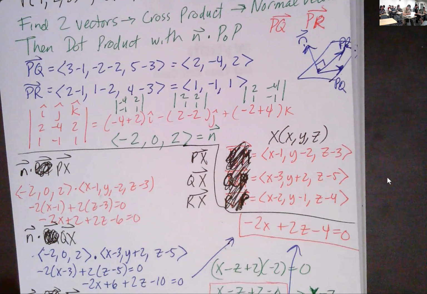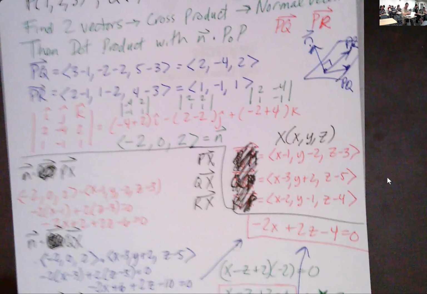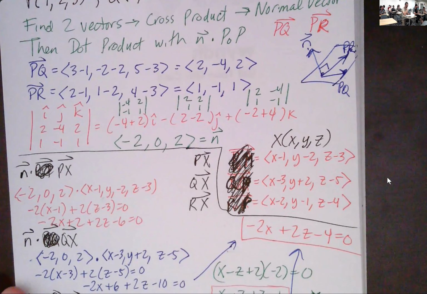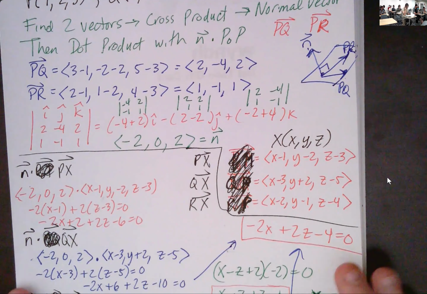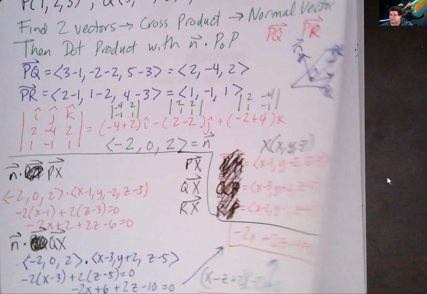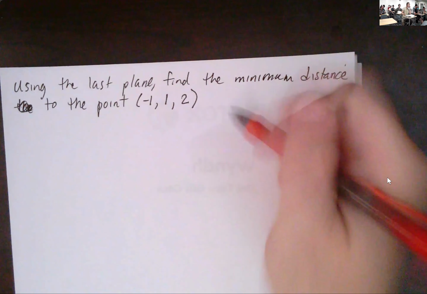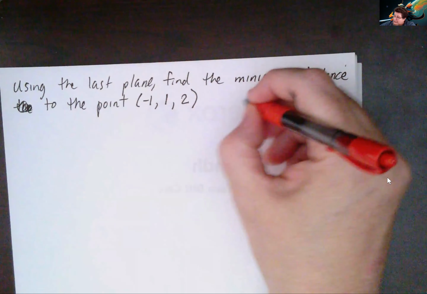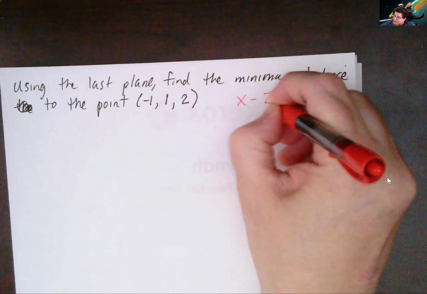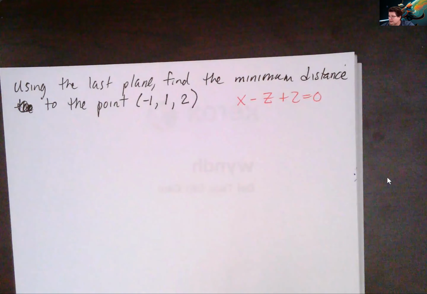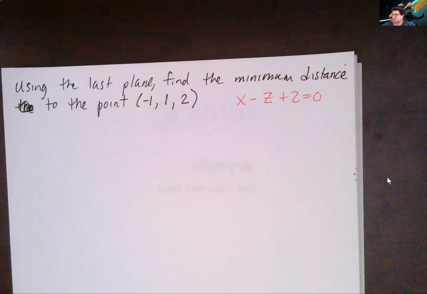Any questions on this side? So I got a fun question for you. Let's use that last plane I did. I'll write it again here. The last plane, I didn't know what it was going to be yet, so I didn't write it in. X minus z plus 2 equals 0. How can I find the minimum distance between a point and that plane?